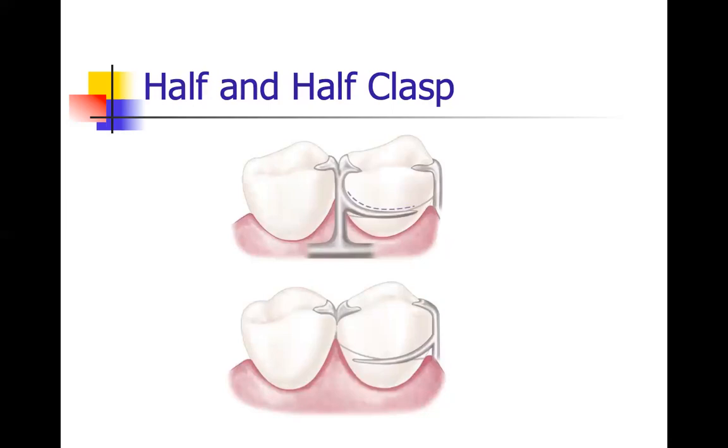The half and half clasp consists of a circumferential retentive arm arising from one direction, and a reciprocal arm arising from another. It is used only for unilateral free end saddle partial denture design. There is little justification for its use.